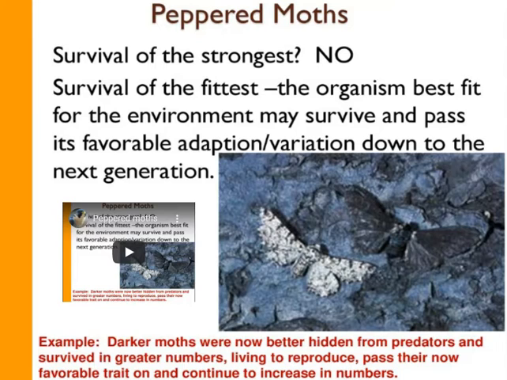The organism best fit for the environment may survive and pass its favorable adaptation or variation down to the next generation. The example it says down at the bottom, darker moths were now better hidden from predators and survived in greater numbers, living to reproduce and pass their now favorable trait on and continue to increase in numbers. Survival and reproduction, because that dark coloration became a more advantageous trait.